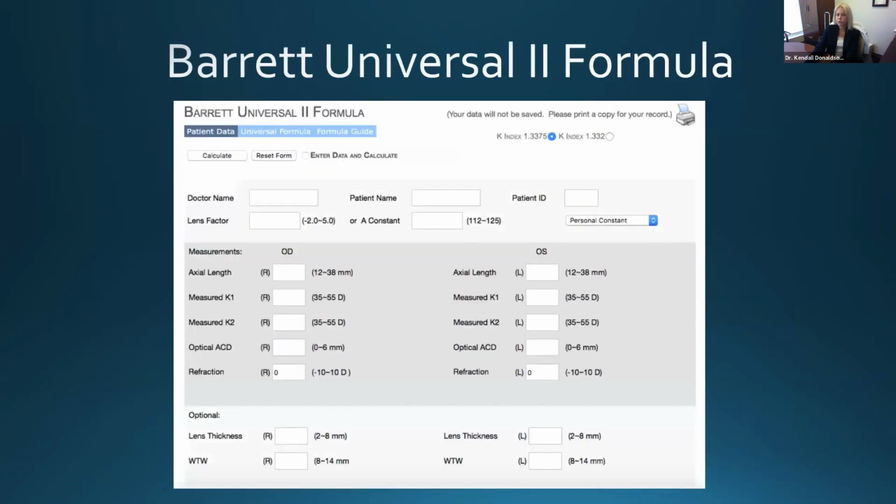The Barrett Universal formula is really thought of as being the most advanced formula that's been the most well established and can be applied to most eyes most accurately.